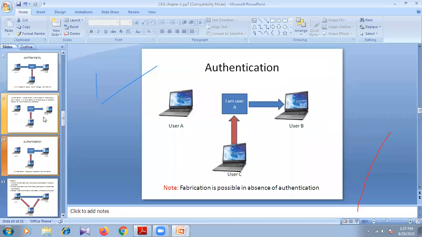So the services we discuss here: first is confidentiality, second is authentication. Parallelly, for these security services, at the same time I want to discuss the attacks also. Loss of confidentiality is called interception. Absence of authentication is called fabrication.